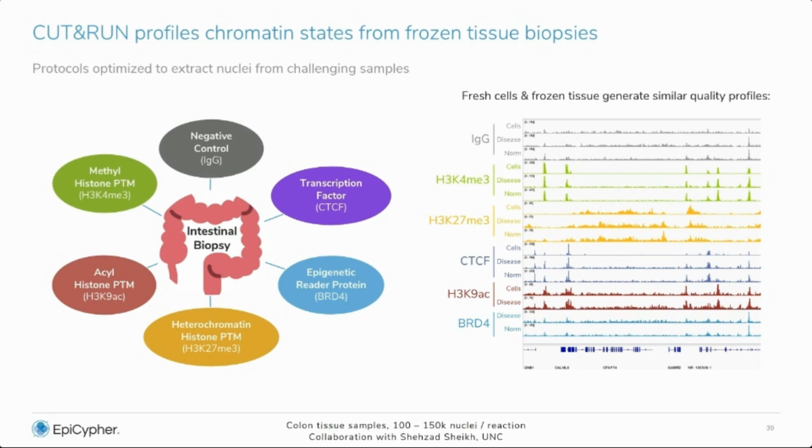And when we looked at their cut and run data, we compared Crohn's disease to healthy controls, and we compared that to freshly prepared cells for a variety of different marks, some histone PTMs and transcription factors. And we were able to optimize a protocol that shows similar profiles, good signal to noise between frozen tissue and freshly prepared cells. So this is really exciting to see, and we're now working on scaling this even further and starting to put patient samples through automated cut and run to see if we can find new biomarkers.